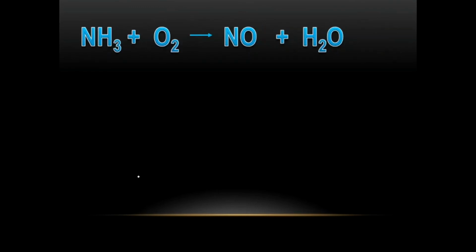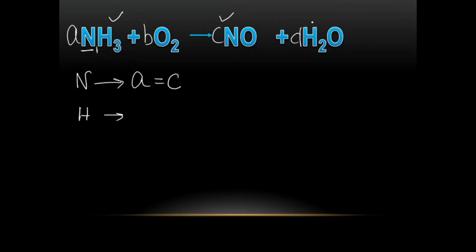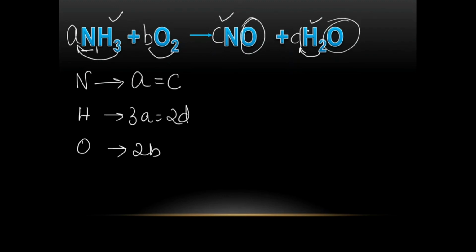One more equation. Let's take A, B, C, D. Participating member, nitrogen I am taking first. Nitrogen: A is 1 time, so it is equal to C. Then hydrogen: reactant side 1 time, product side 1 time. So 3 into A, 3A equals 2D. Then oxygen, who is the next member? Oxygen: 2B equals C plus D.